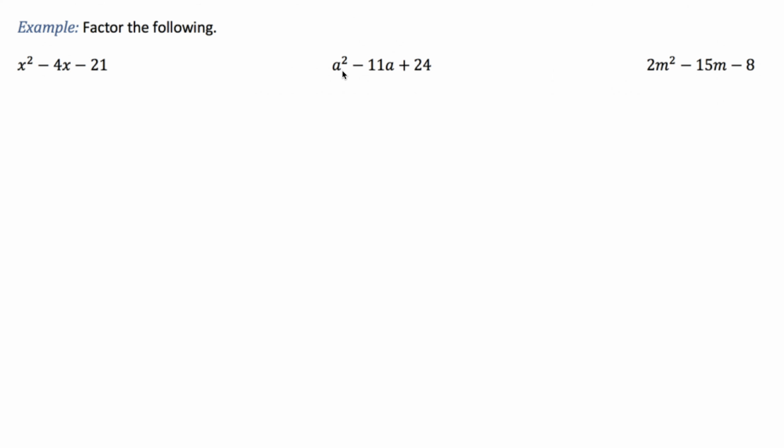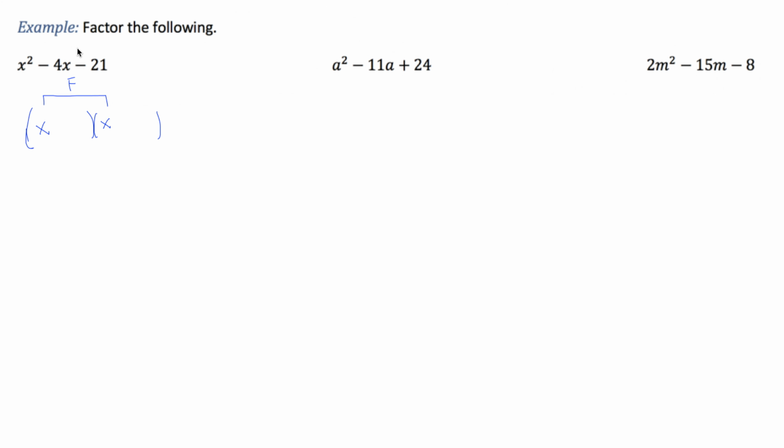These first two are nice because they just have a coefficient of 1. So we're going to see if these factor. What we do is put two sets of parentheses, and we think through this. How did we get this first term? That was the F, the first times the first. So what multiplied together gives me x squared? Well, x times x.